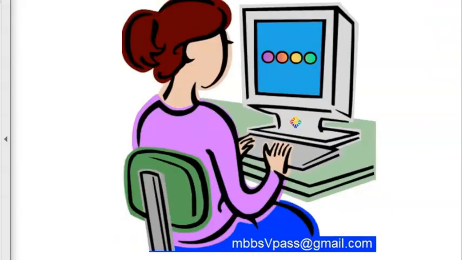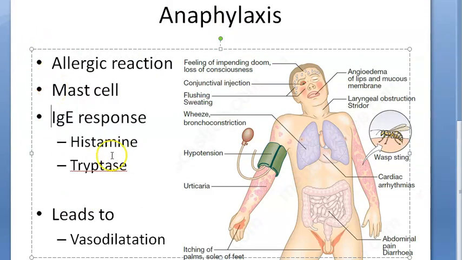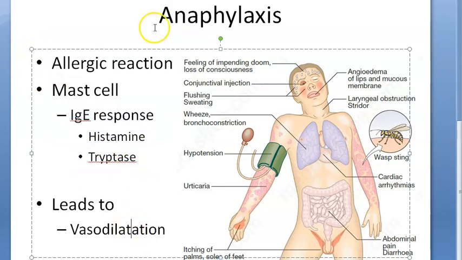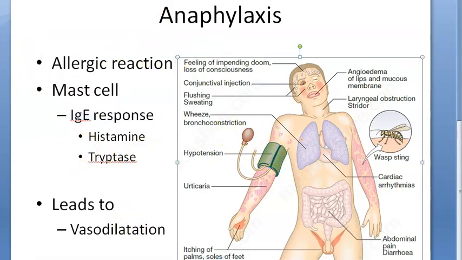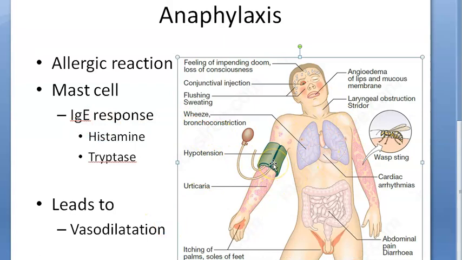Fine. Do you know why all this happens, guys? First of all, here you should say mast cell, then IgE response. All this you will say. Now, because of what does it happen? Look at some examples. Some foods can cause this problem like peanuts or other nuts, fish or shellfish, that is seafood, milk, egg, soy products. Then insect bites, like bees, wasps, etc. You should be very careful with wasps.